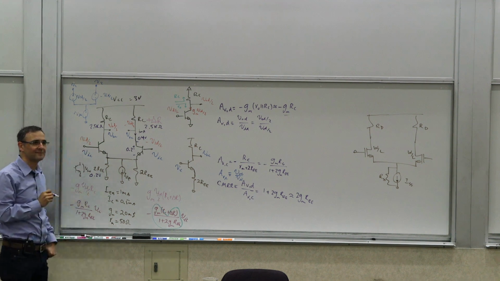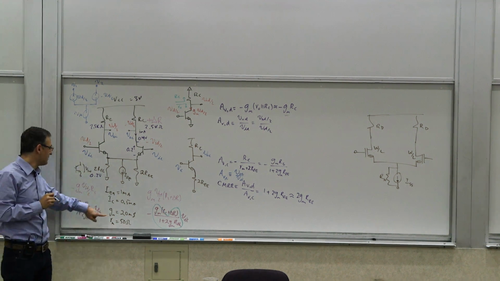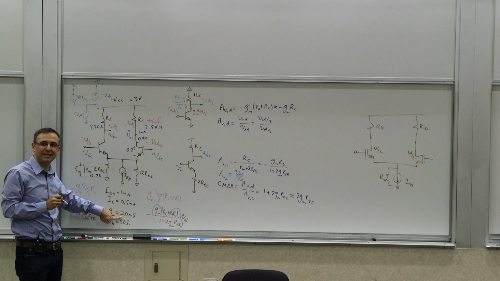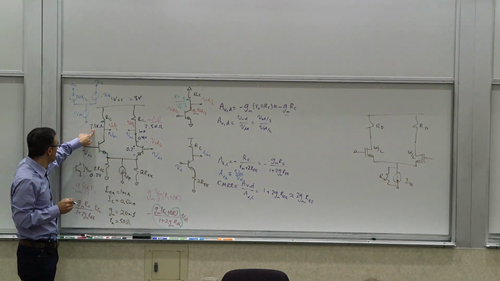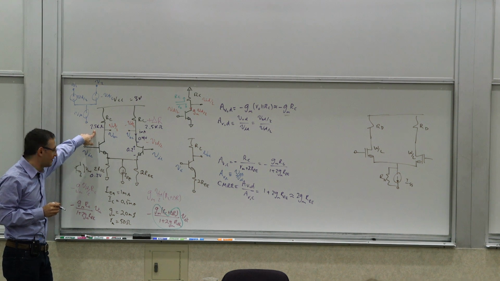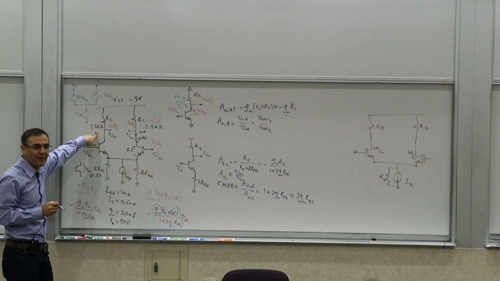What is your gain? Well, we calculated the GM. What's the differential gain? Let's talk about that. The differential gain. GM is 20 millisiemens, 2.5 kilo ohms. What's the gain? 50, right? So you have a gain of 50 in this.